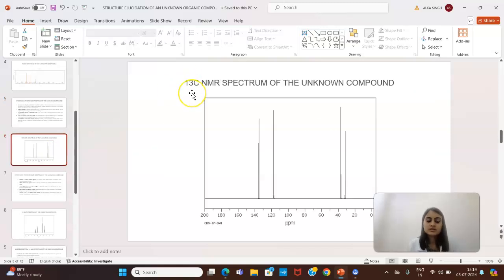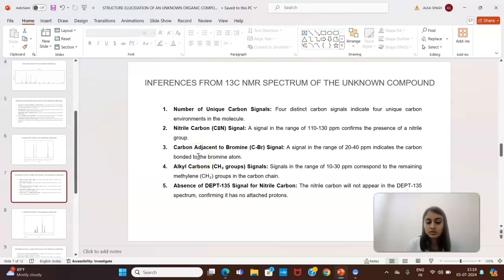So this is the 13C NMR spectrum of the unknown compound. We will discuss how we do it. First, we have to see the number of unique carbon signals. Four distinct carbon signals indicate 4 unique carbon environments in the molecule. Second, the nitrile carbon, C triple bond N, signals in the range of 110 to 130 ppm, confirming the presence of the nitrile group. The third one is the carbon adjacent to the bromine. A signal in the range of 20 to 40 ppm indicates the carbon bonded to the bromine atom.